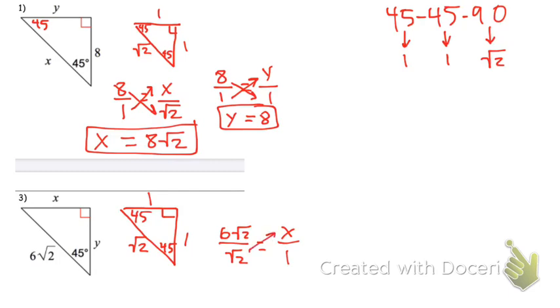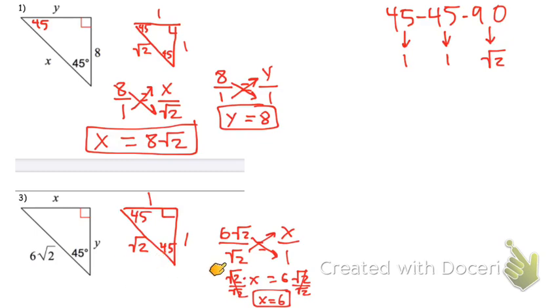Cross multiply. That gives me radical 2 times x equals 6 radical 2. Now let's solve this equation. Since radical 2 is multiplying, I'm going to divide radical 2 to both sides. The radical 2's cancel. These radical 2's also cancel, so x is equal to 6. All right, so we solved for x.